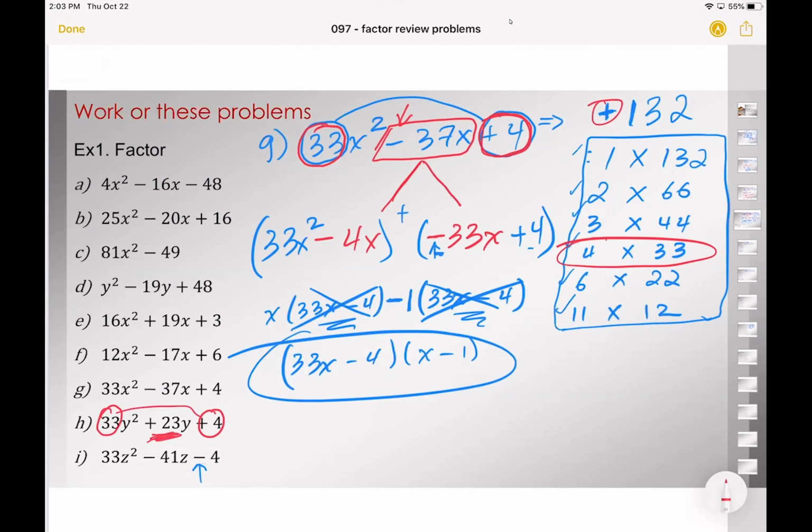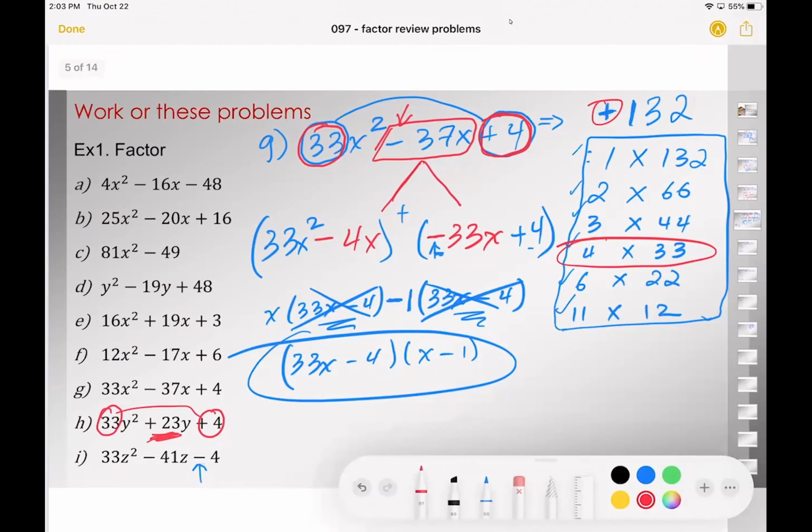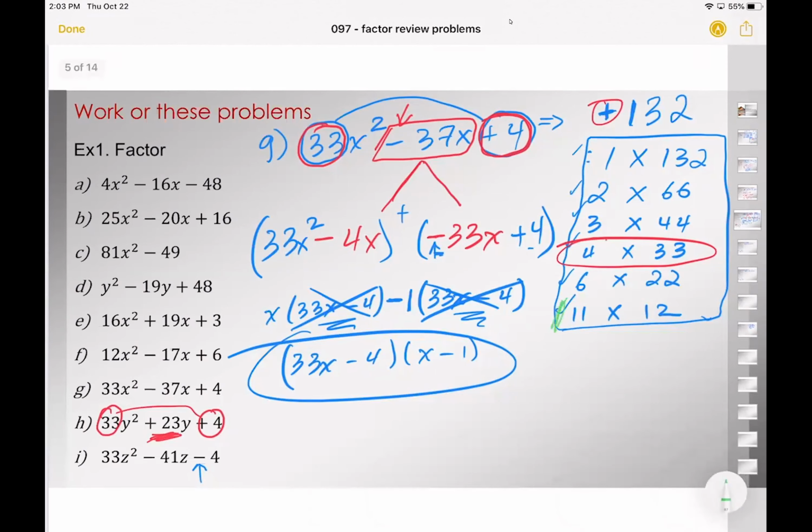Well, we need to ask ourselves, which two numbers multiply to give me 132 but add together to give me 23? Hopefully you guys see that the multiples of 132 are the same: 1 times 132, 2 times 66, 3 times 44, 4 times 33, 6 times 22, and 11 times 12. So which two of these numbers multiply to give you 132 but add together to give you 23? Well, 11 times 12 is 132, and 11 plus 12 is 23, right?